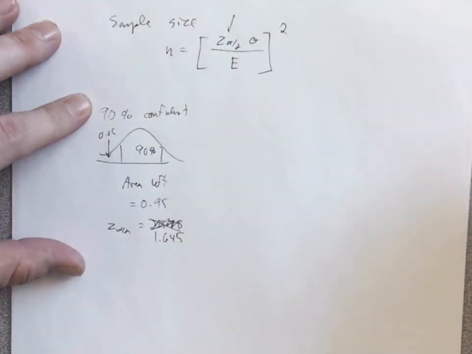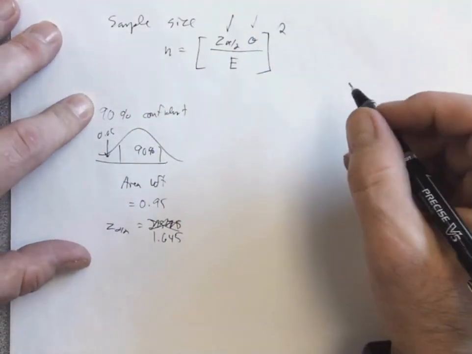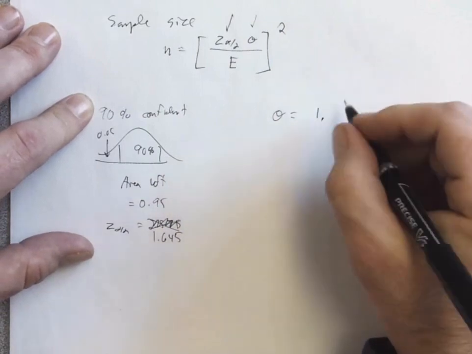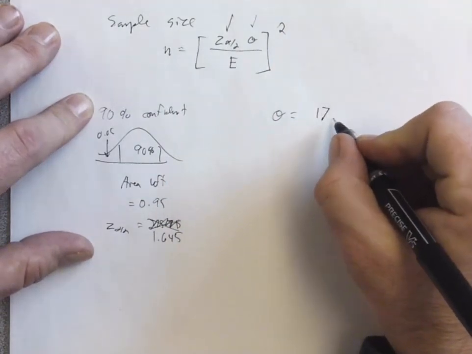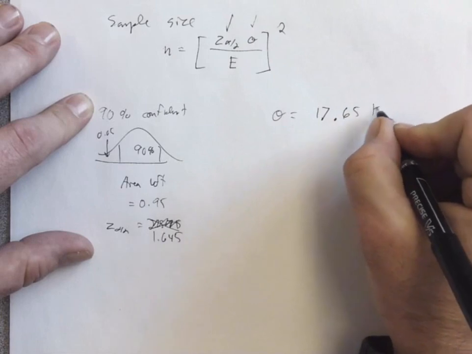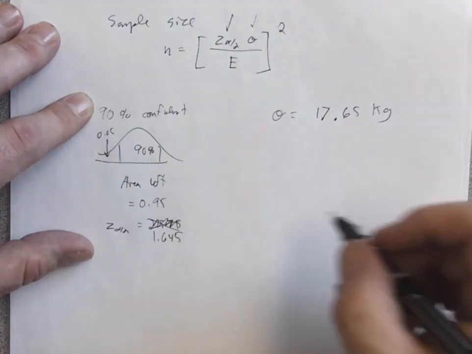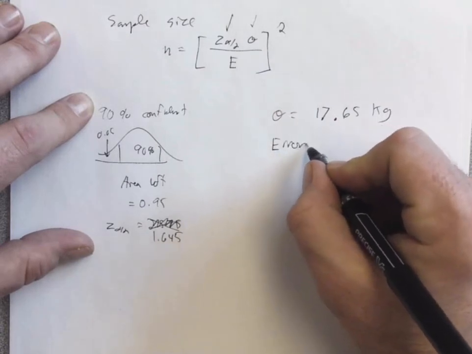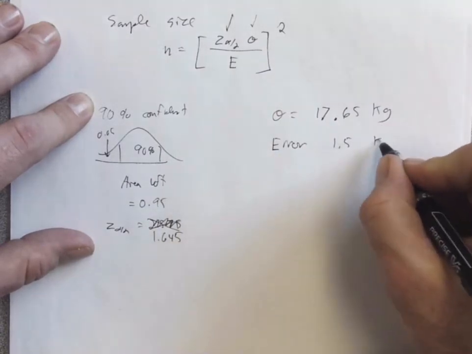That's done, right? They also gave us sigma, which is equal to 17.65 kilograms. And then they said the error needs to be within 1.5 kilograms.